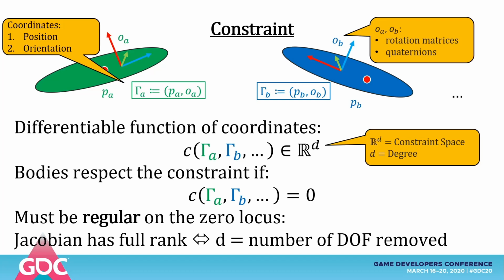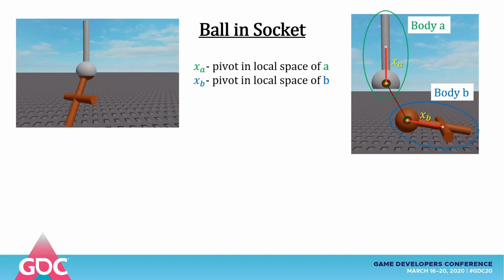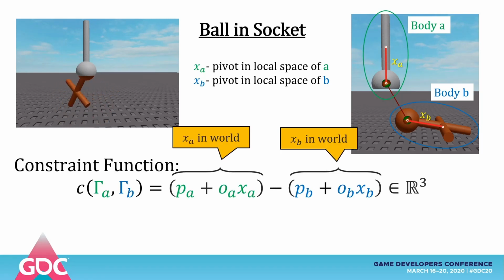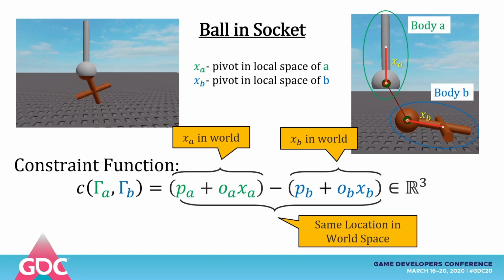How do we model a ball in a socket, or a ball joint, between two rigid bodies? We specify pivot locations in the local space of the two bodies. The constraint function is then the difference between these two pivot positions transformed into world space. The constraint function vanishes when the two are in the same location. It seems that there is another way to specify this constraint, by using the distance function between the two pivot positions, but only the first model is regular, that is, the Jacobian has full rank.